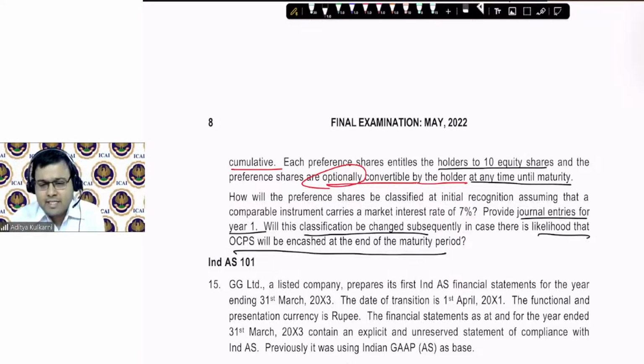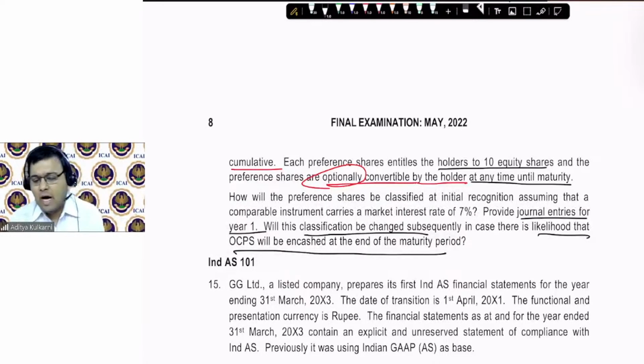Yes, if it is redeemed, liability component will be debited and bank will be credited, and whatever is the balance in the equity component, which is 28,70,000, that will be transferred to retained earnings. That's it. Nothing else is going to be done. Okay, so that takes care of this part.